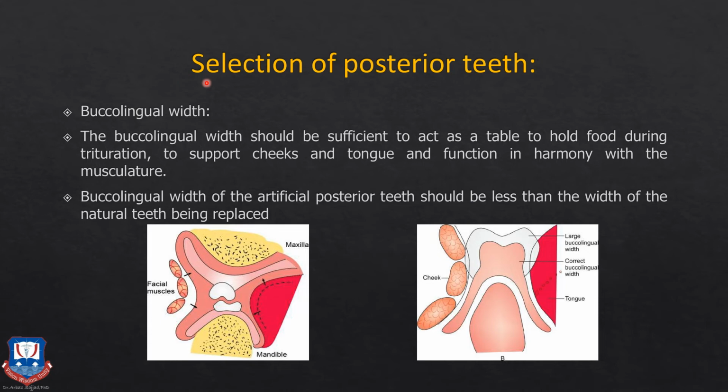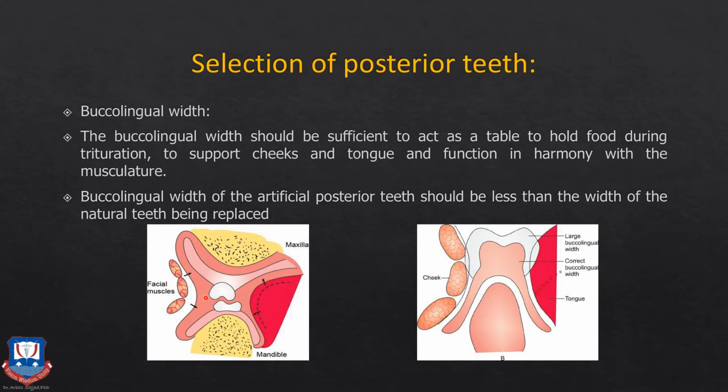One key factor to be remembered in selection of posterior teeth is the buccolingual width and the mesiodistal width. The buccolingual width generally should be sufficient to act as an occlusal table to hold and masticate the food. After all, that is the primary function of the posterior teeth, that is bicuspids and molars, which are used for gnashing, gnawing and masticating the food.